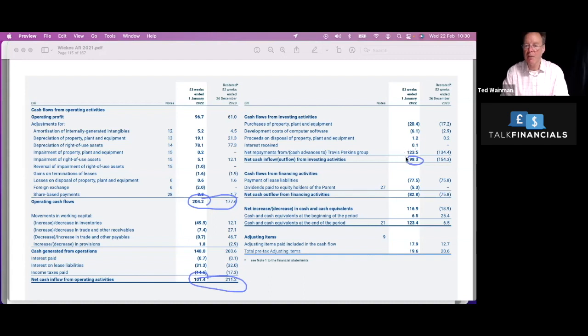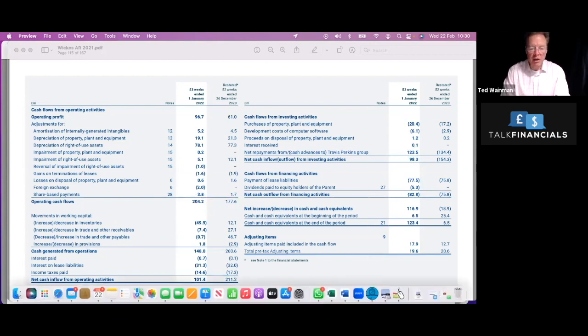So this is a net repayment from Travis Perkins Group. These guys own some of Travis Perkins Group. It looks like they've got a repayment on a loan perhaps there. So that's a positive, but that's the investment going on up there. And then there are the dividends being paid out, and we've got lease payments as well. So very, very similar numbers coming through there.